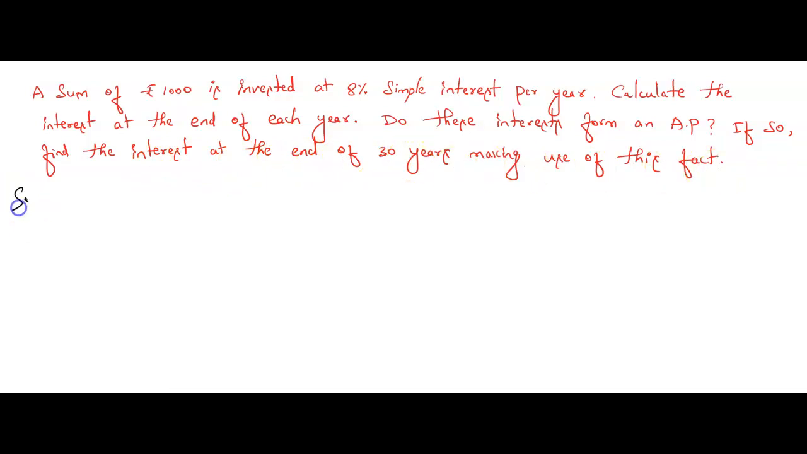See children, now let me study this topic step by step. It's very easy. Here the question is: a sum of rupees 1000 is invested. So assume you are the one who is investing 1000 rupees, at what percent? 8%. Which interest? Simple interest. See children, you need to be very careful with this part. This is a problem related to simple interest.